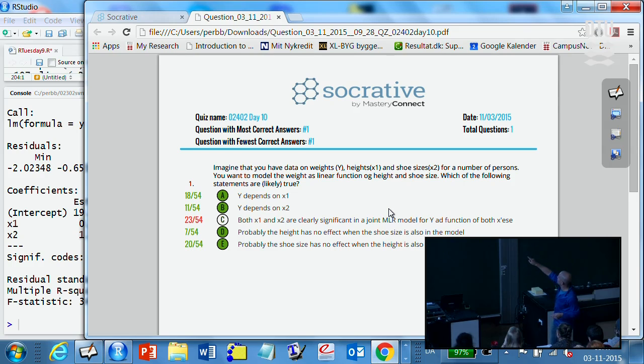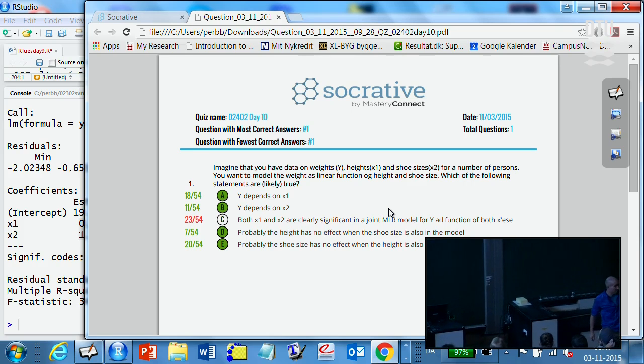So, y depends on height, yes. Y depends on shoe size, yes. Both of them will be clearly significant. I've expanded the statement a little bit to be sure that it would be wrong. Both of them would be clearly significant if I put them both in. No, they will not, because as we've just talked about, like the example I just showed you, I will not expect them both to be clearly significant. Most likely both of them will be non-significant.